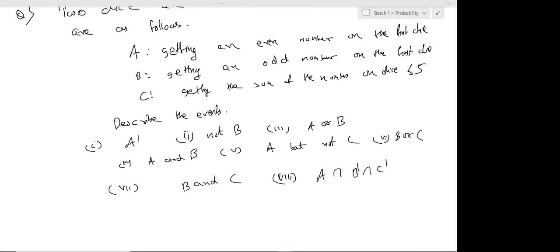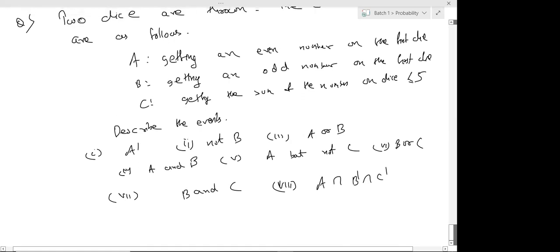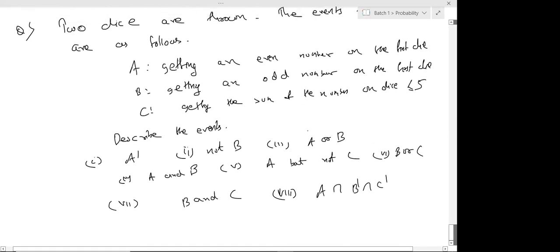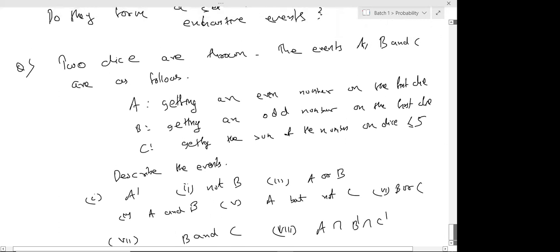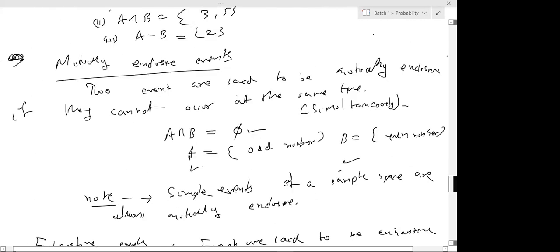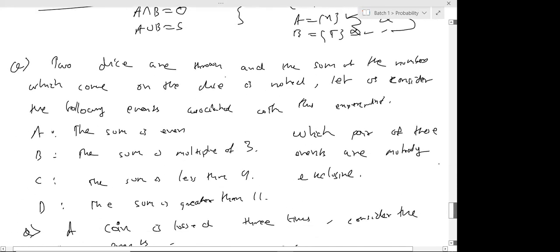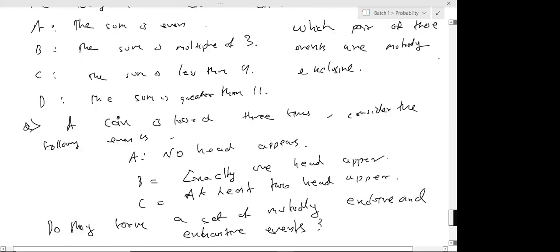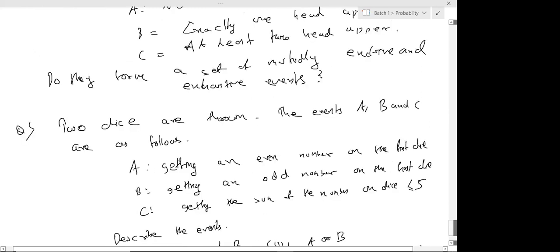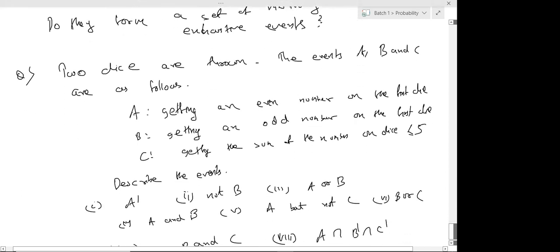All right, Gautam, Arsalan, try this. Same as the previous question we did in the last class, right? Two dice are thrown and the sum of the numbers which come on the dice is noted. Let us consider the sum is even, mutually exclusive and exhaustive. We did all this in the last class. All right, Gautam.